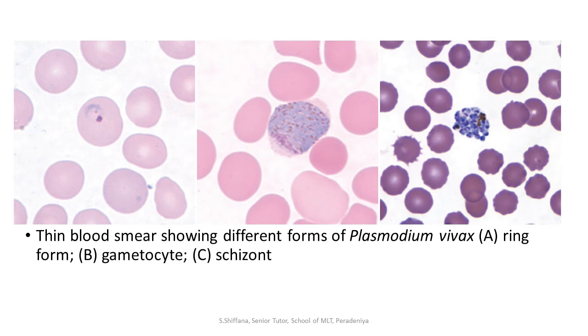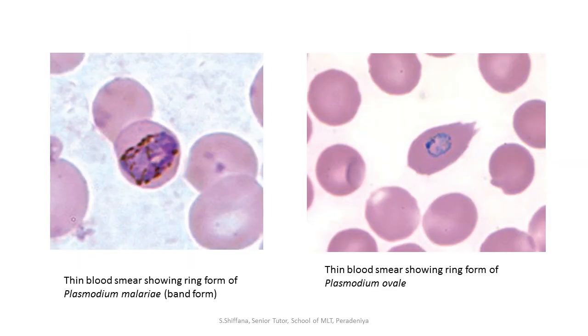Right, next one, this is Plasmodium vivax. In the first one you can see the ring stage, second one the gametocyte, third one the schizont. Here the band form of malaria, that means the late trophozoite stage. The second picture explains Plasmodium ovale, the ring form.